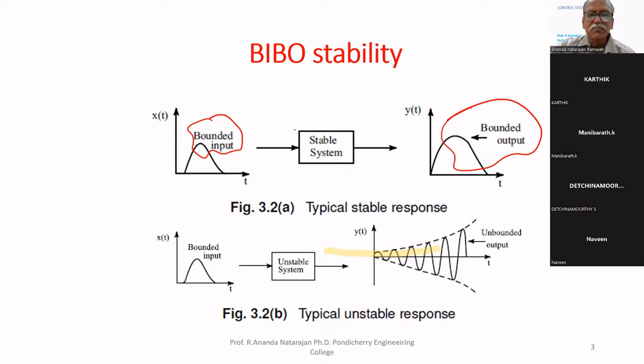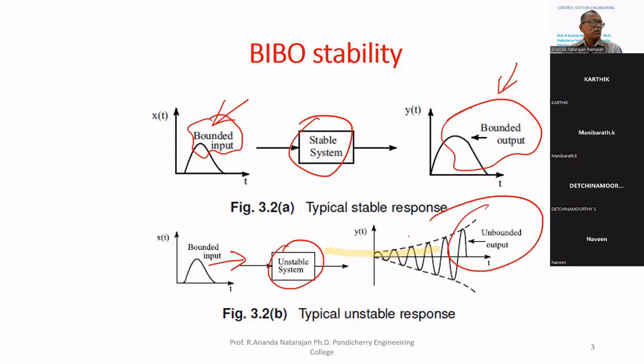For a stable system, if I give bounded input, it gives bounded output. Then the system is said to be stable. If I have an unstable system and I give bounded input, it gives unbounded output, because the system is unstable. Therefore, it is an unstable system.